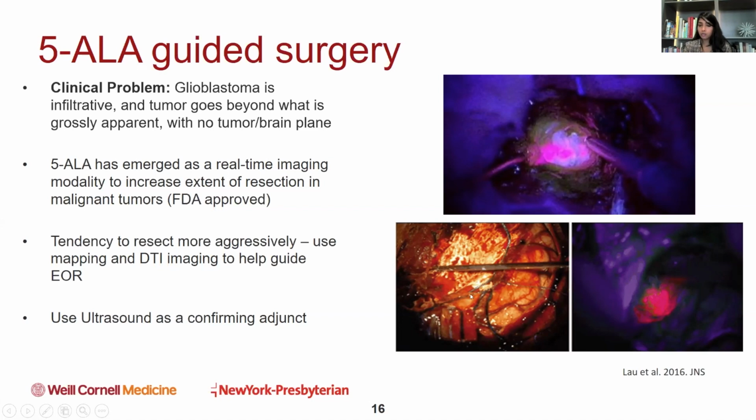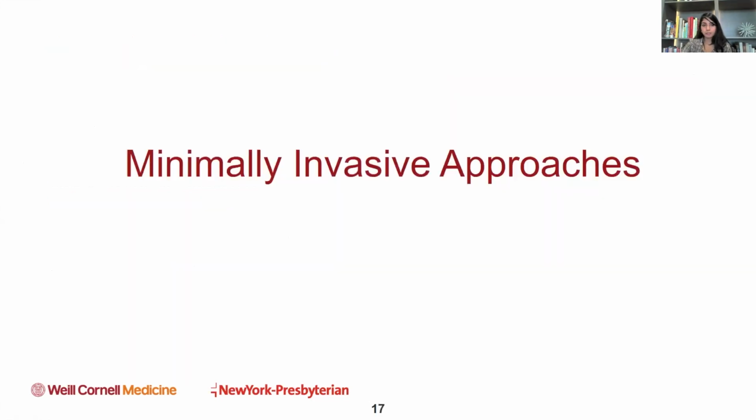These tumors are very infiltrative. They look very similar to brain. And so it's easy to leave tumor behind, worrying that you don't want to resect normal brain. But when you have something like this that says, we know there are tumor cells in there, as long as it's a safe area, we go ahead and remove it.